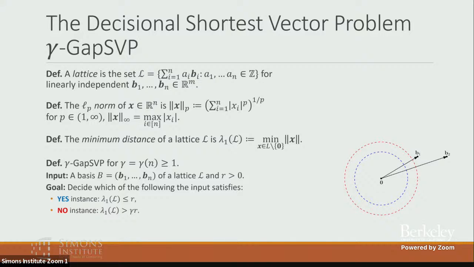So in this picture, this is what you see as input to SVP. Here's your basis. Your goal is to decide whether either all non-zero lattice points lie outside this circle, a no instance, or there's some non-zero lattice point inside the blue circle, a yes instance. If we look at the full lattice, we see that there are a couple of non-zero lattice points inside the blue circle. So this is a yes instance of gamma gap SVP.